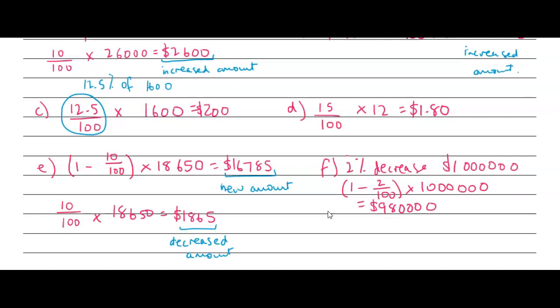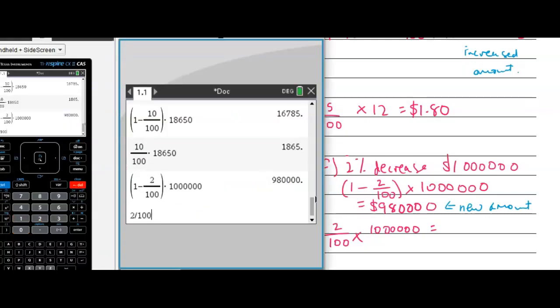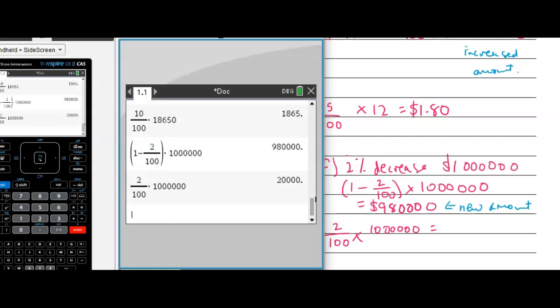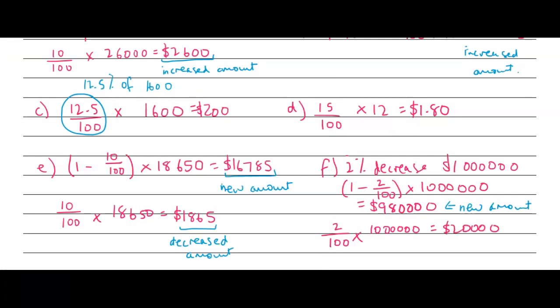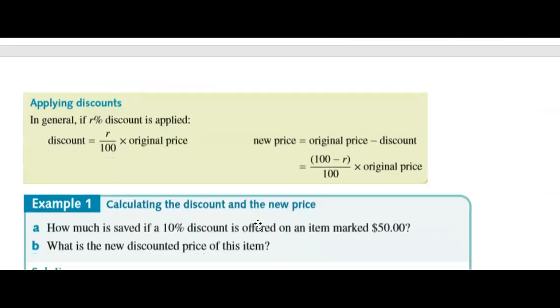So you could probably say, oh, you're buying a house and you get 2% discount. So you can then say, well, the house is worth that. So that's your new amount. And if you wanted to work out your decreased amount, I can see it's gone down, what is that, 20,000? But if you wanted to work it out, you could just do 2 over 100, converting your percentage into a decimal, times a million, and then just put that into your calculator. So 2 over 100 times 1 million, and there's 20,000. Okay, so that's your decreased amount. So if you wanted to know how much discount you got, you can say that's your discount. Okay, decreased amount.